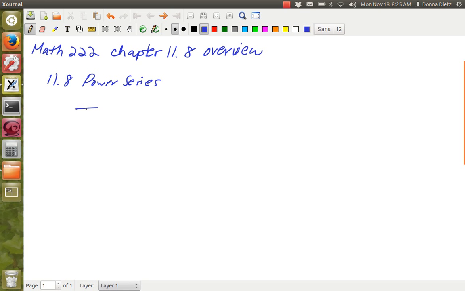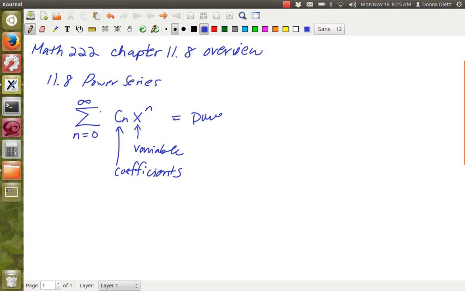so if you have anything of this format, it's called a power series, where you have constants, x to the n, whatever your independent variable is. So this guy is your variable, and this guy is essentially a sequence of coefficients. Okay, this is power series.